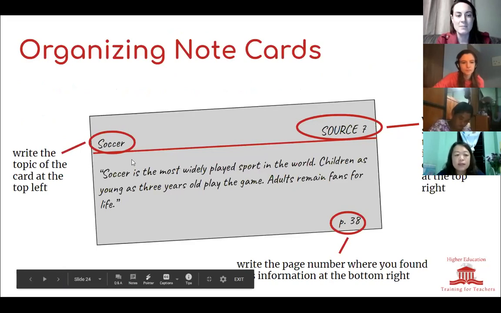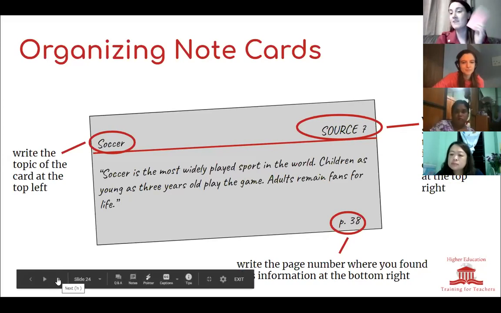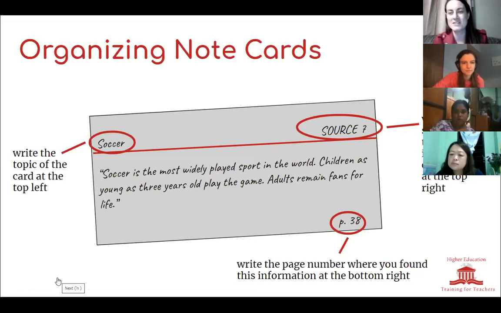So an example, write the topic of the card at the top left. Write the source that this information comes from at the top right. Write the page number where you found this information at the bottom right. And then you can write the information in the middle. It's also useful sometimes to use different colors for different topics. So you could use pink for soccer, green for badminton. And obviously, if you cannot find these at the store, you can just make them yourself.